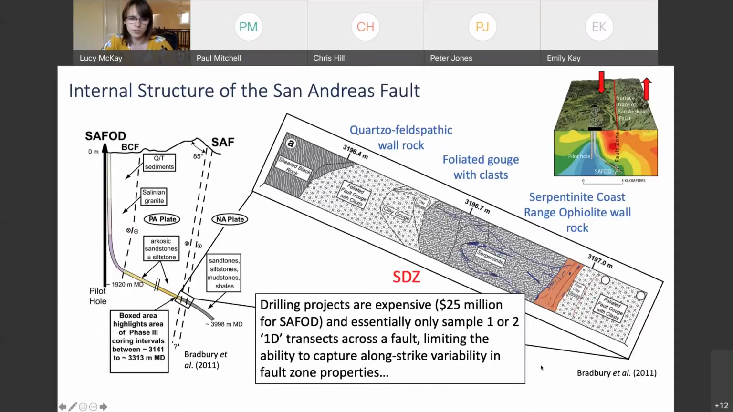Such projects, though, are expensive. So the bill for the San Andreas fault alone was $25 million. And they are also limited in what they can tell us, effectively spatially limited, effectively only capturing a 1-D transect along the fault. And it doesn't allow us to capture the variability in the internal structure at different locations.